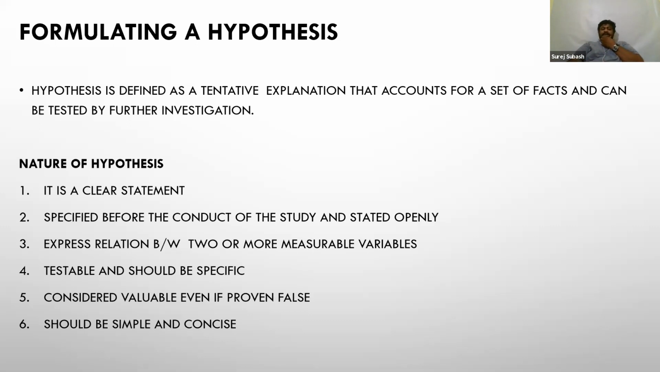Third, it expresses the relationship between two or more measurable values or variables. Variables are things that you measure. So here it is drinking green tea, reduction of cholesterol, reduction of LDL. These are all variables that we see. And fourth, it should be testable and more specific. That means it carries clear implications for being tested and the state of relation. So it is considered valuable even if it is proven false. Like I said, at the end of the result, after giving green tea for a month, I find that it has not helped in reducing cholesterol. Now I have to say it is valuable.